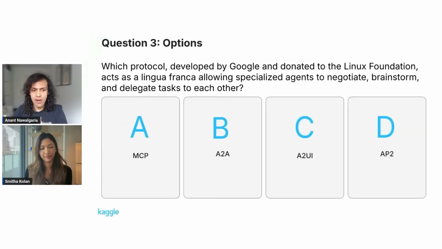Your options are A, MCP, B, A2A, C, A2UI, or D, AP2, which is the agent payment protocol. Think back to Alan's conversation and Mike's conversation and the white paper, and the answer will be shown in 3, 2, 1, and the correct answer is B, A2A, which allows specialized agents to negotiate, brainstorm, and delegate tasks to each other.